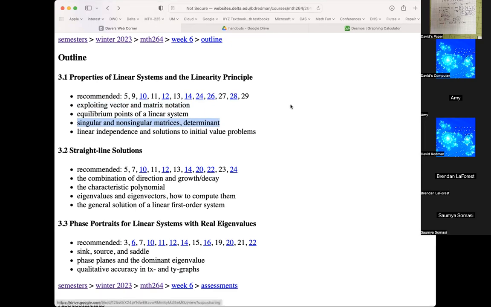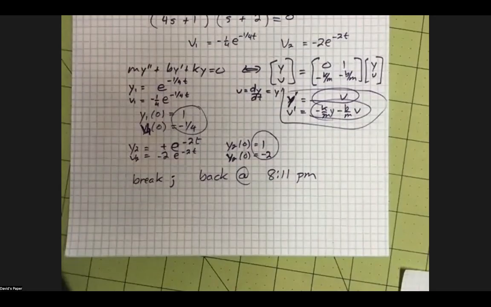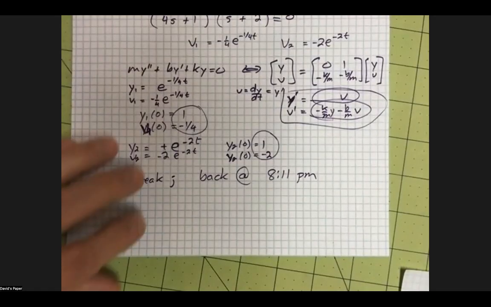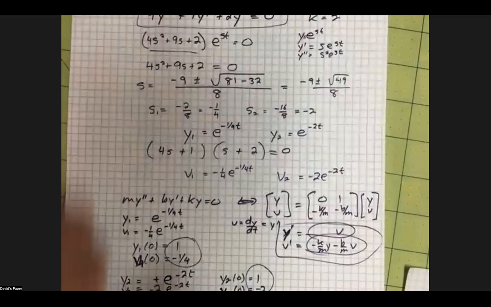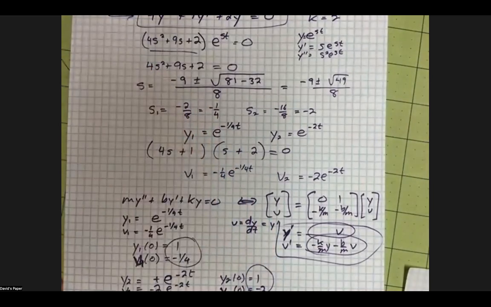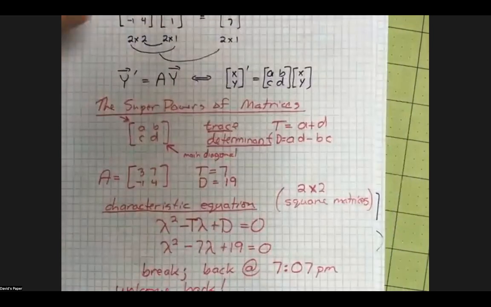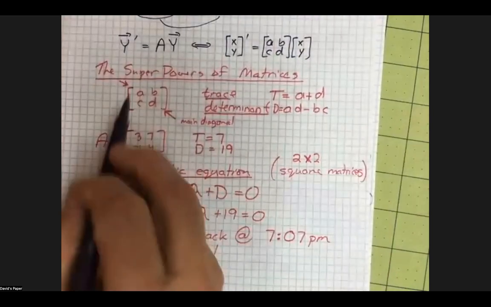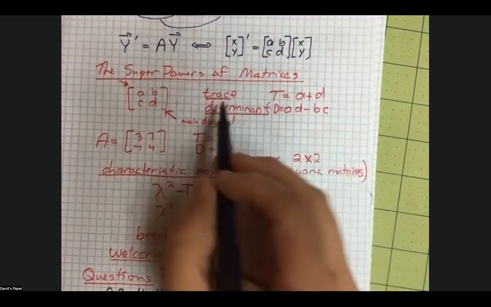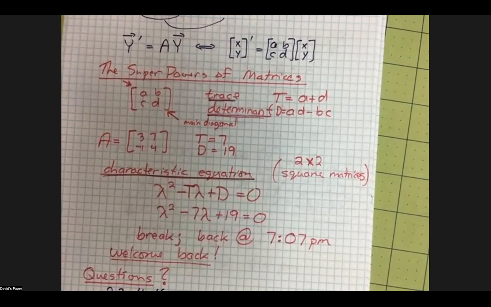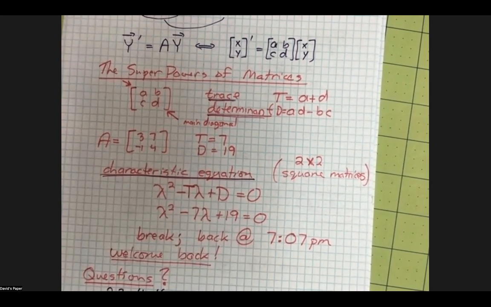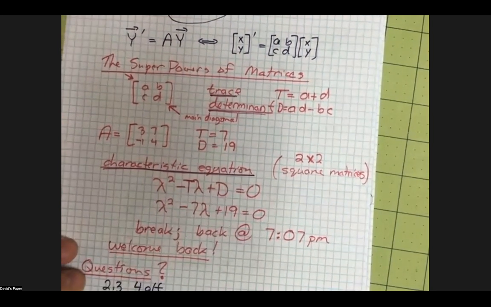So let's go back to the paper and figure out where we were. This page of notes, we were just looking at that one particular problem, 2-4, I think it was. But before we did that, after we took our first break, we were looking at the superpowers of matrices. So trace, determinant, characteristic equation. Let me go back and show you exactly what I could do with those that would be more impressive.